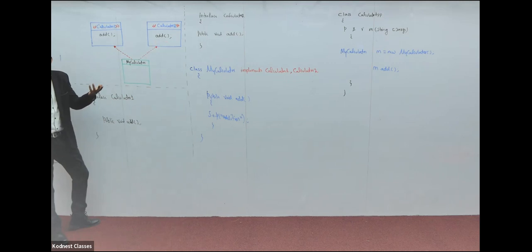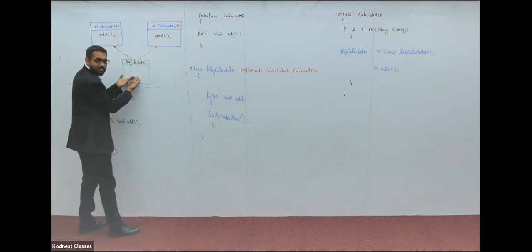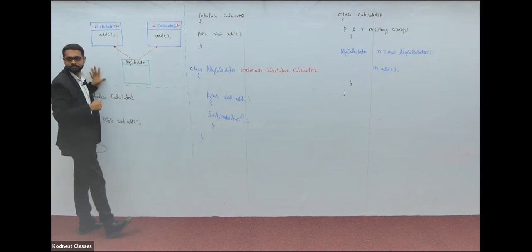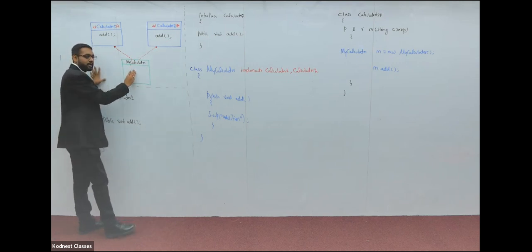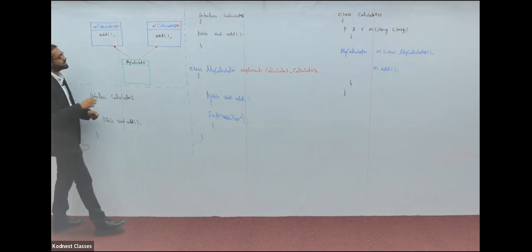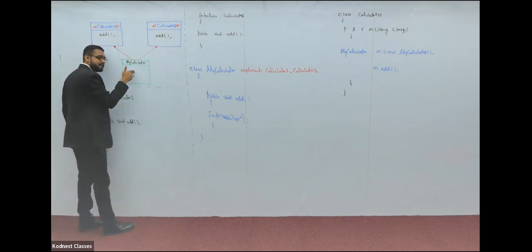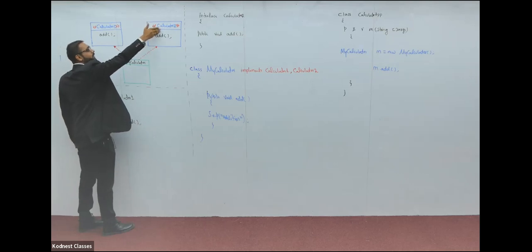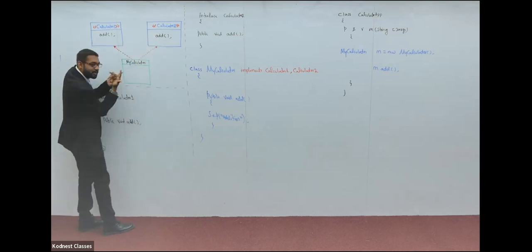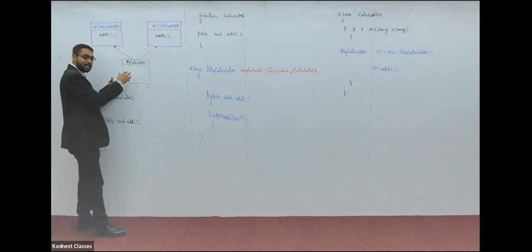How does it matter whether it is this add or this add? Ultimately, the add which is present here, that only you will call. Yes, because the body is here only. This add you cannot call because you cannot create the object. This add also you cannot call because the object is not there. You will call the add present in this. What this fellow will think, you know, is that the child is implementing my add only. That is my add only.